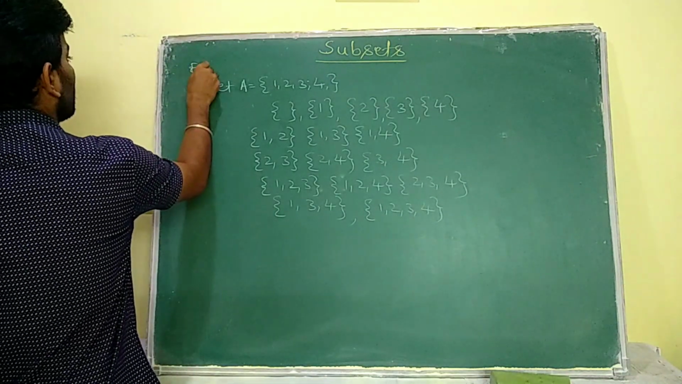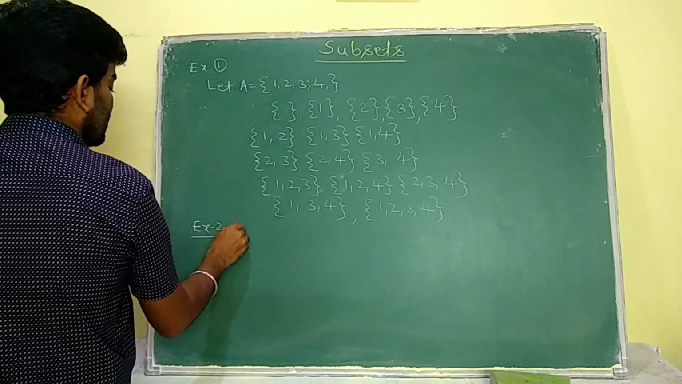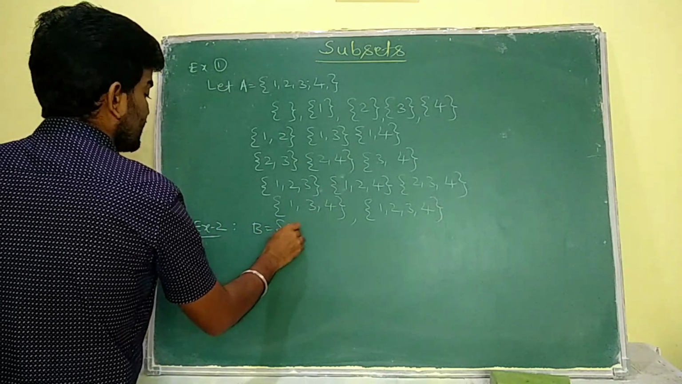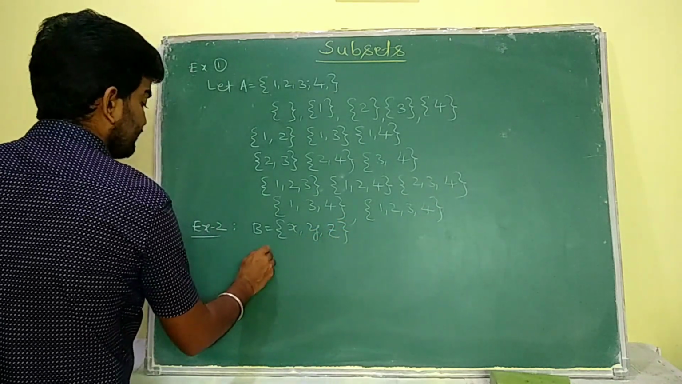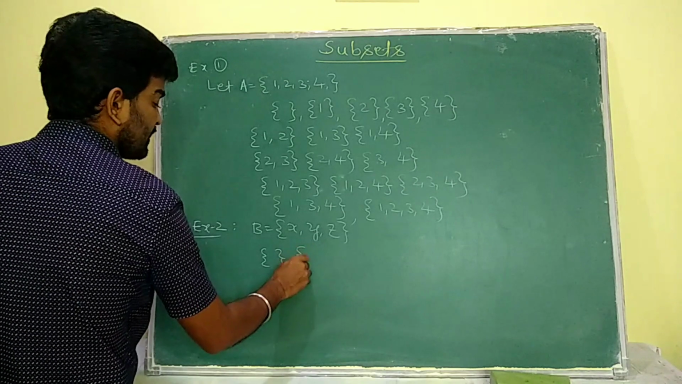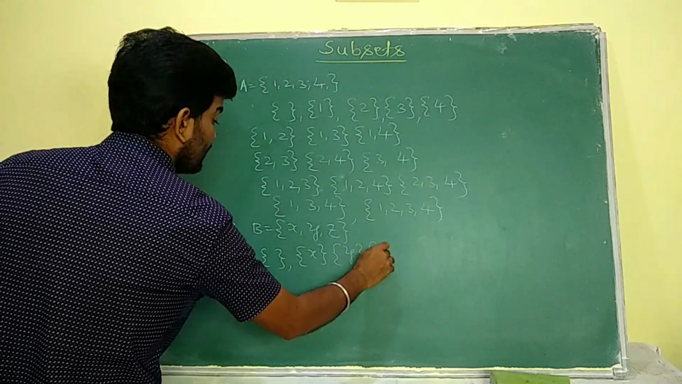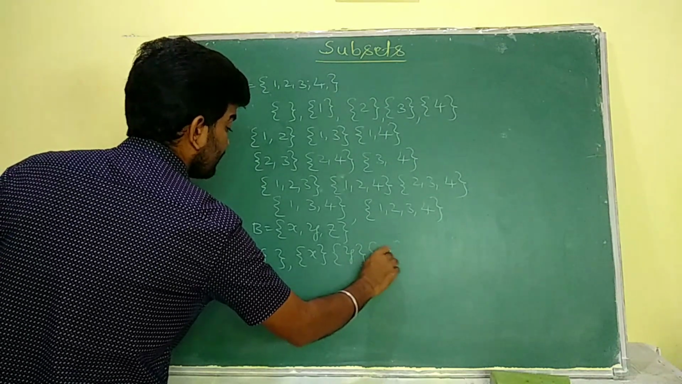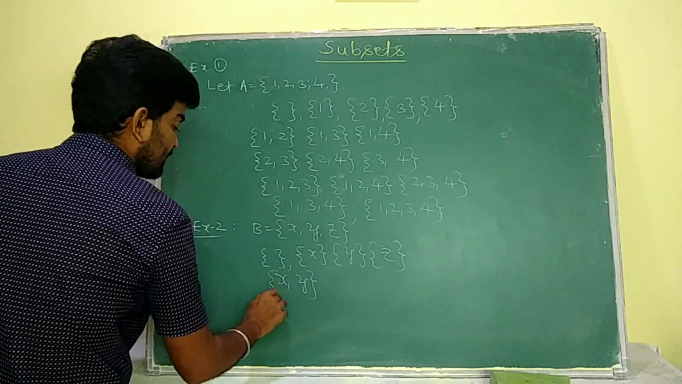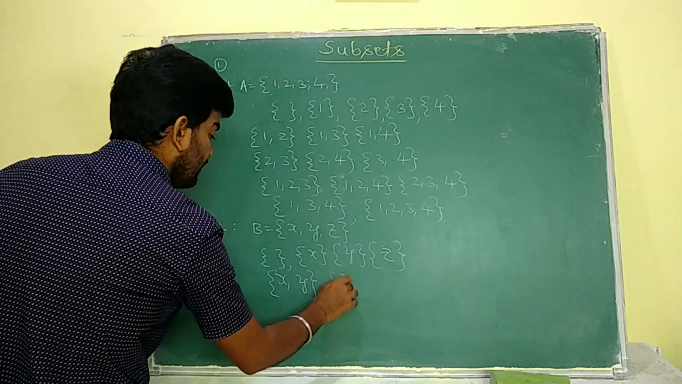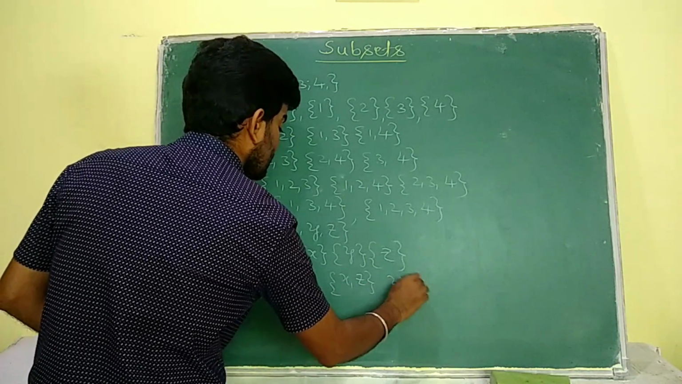This was example 1. Now I will consider another example. Example 2: let us suppose that B is the set {x, y, z}. Simply, first we write the empty set, then singleton sets, and then two-element combinations. Fix x, then to that x I may write the combinations xy or xz, and next yz.